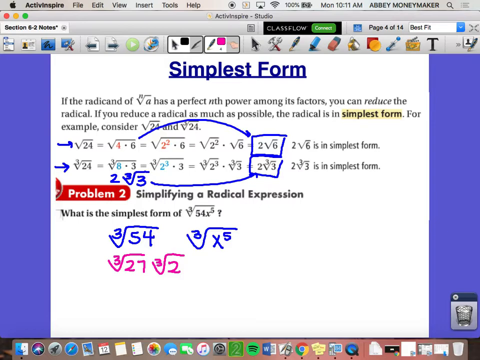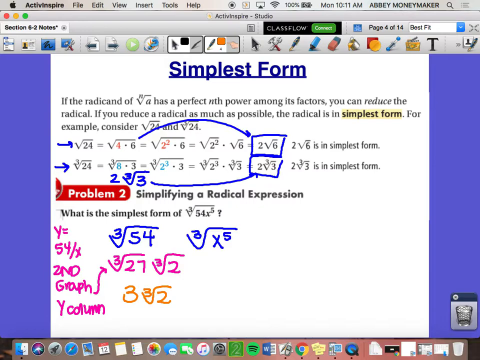If you don't remember how to find the perfect cube factor, if you go to y equals, and if you want to type in 54 divided by x, and then you go to second graph, that should bring up the table, and you want to look in the y column to see that it is in fact 27. All right, so then that simplifies to 3 times the cube root of 2. So now that's simplified all the way.